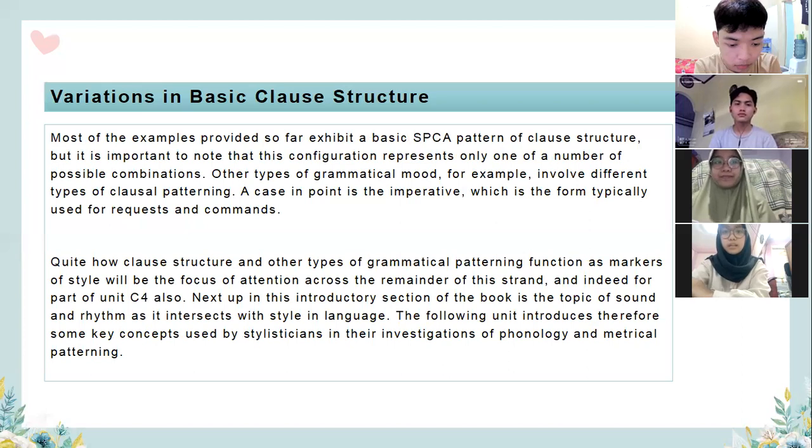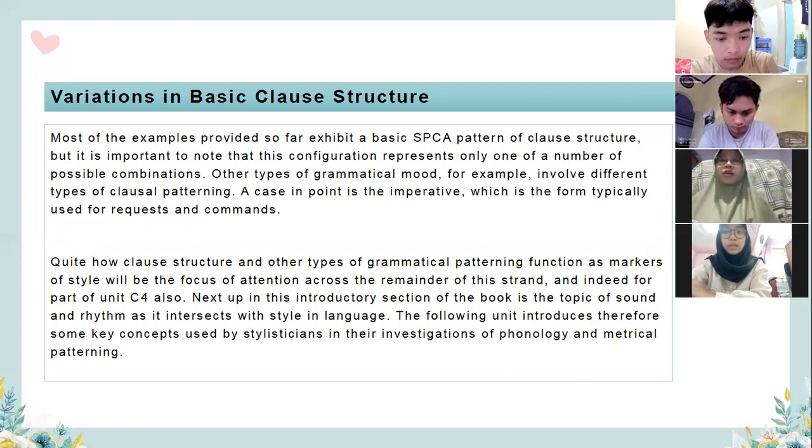Variations in basic clause structure. Most of the examples provided so far exhibit a basic SPCA pattern of clause structure, but it is important to note that this configuration represents only one of a number of possible combinations. Other types of grammatical mood, for example, involve different types of clausal patterning. A case in point is the imperative, which is the form typically used for requests and commands. Quite how clause structure and other types of grammatical patterning function as markers of style will be the focus of attention across the remainder of this strand, and indeed for part of Unit C4 also.